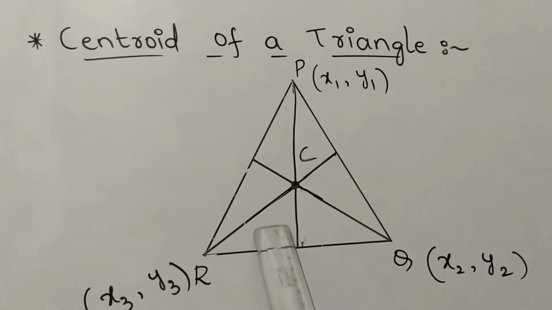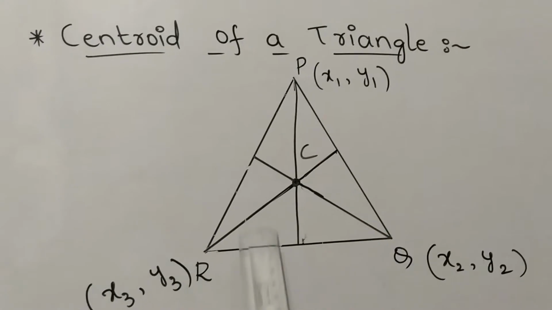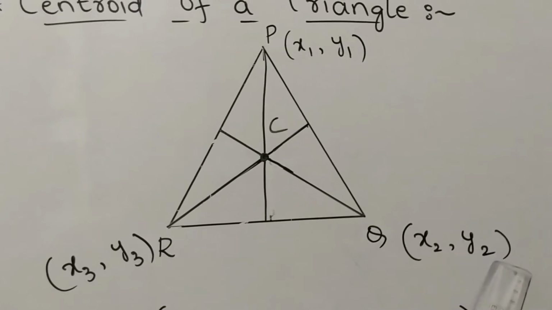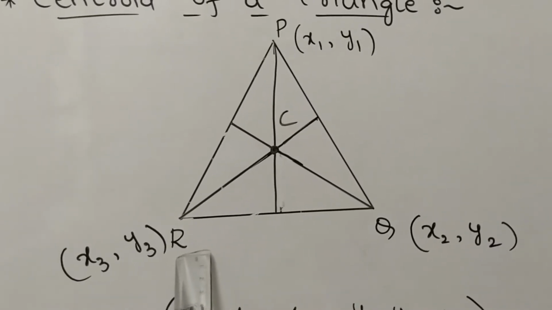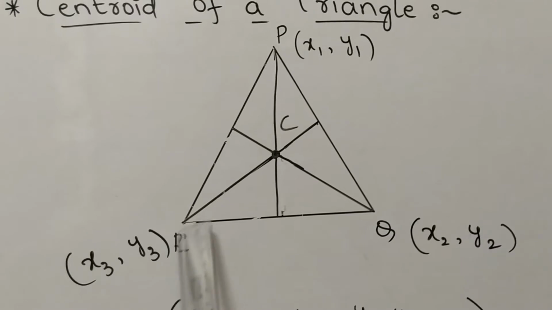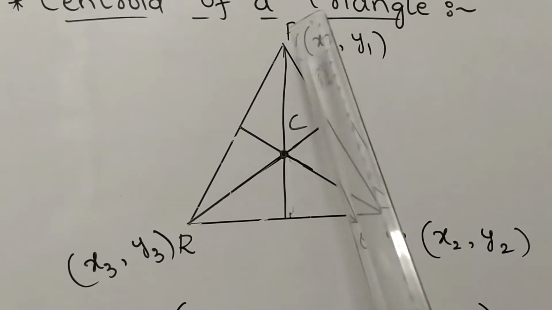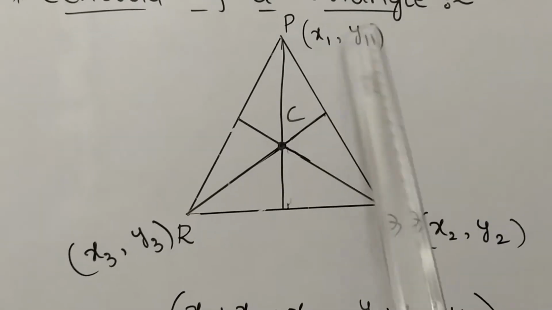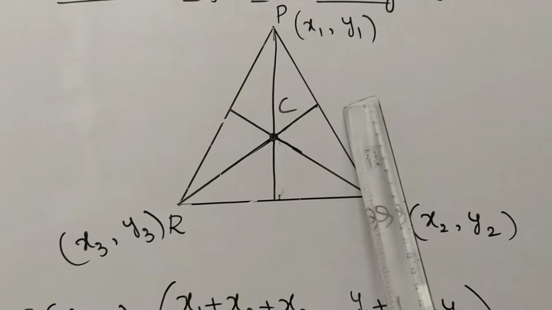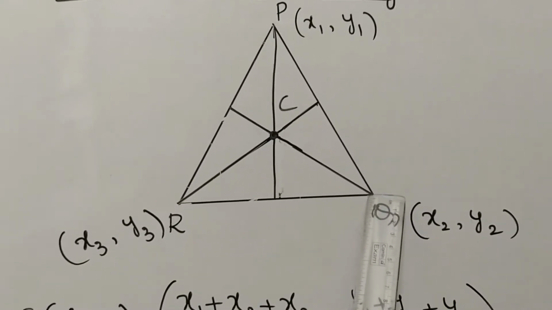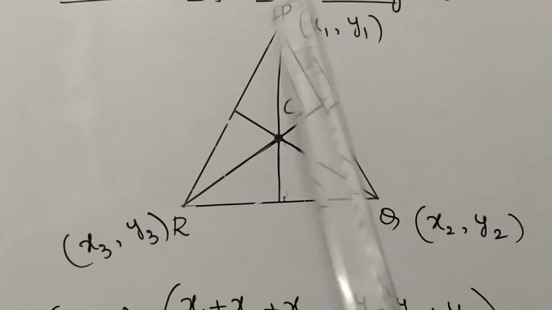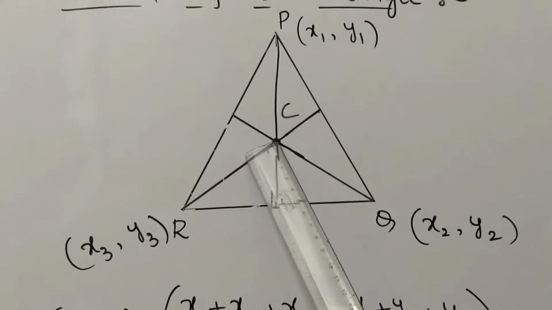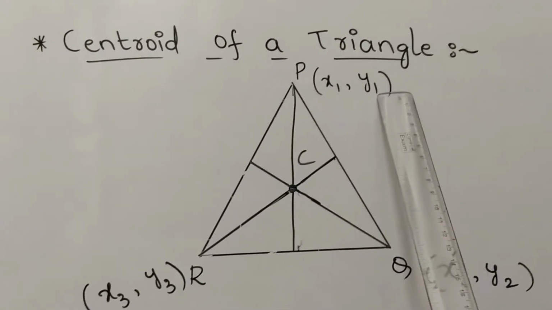Here I am considering one triangle PQR where P is (x1, y1), Q is (x2, y2) and R is (x3, y3). First I am drawing from P one perpendicular to the side QR. Next, from R we are drawing another perpendicular to the side PQ, and from Q we are drawing one more perpendicular to the side PR. Now in the middle you get a center point. This center point itself is the centroid of the triangle.